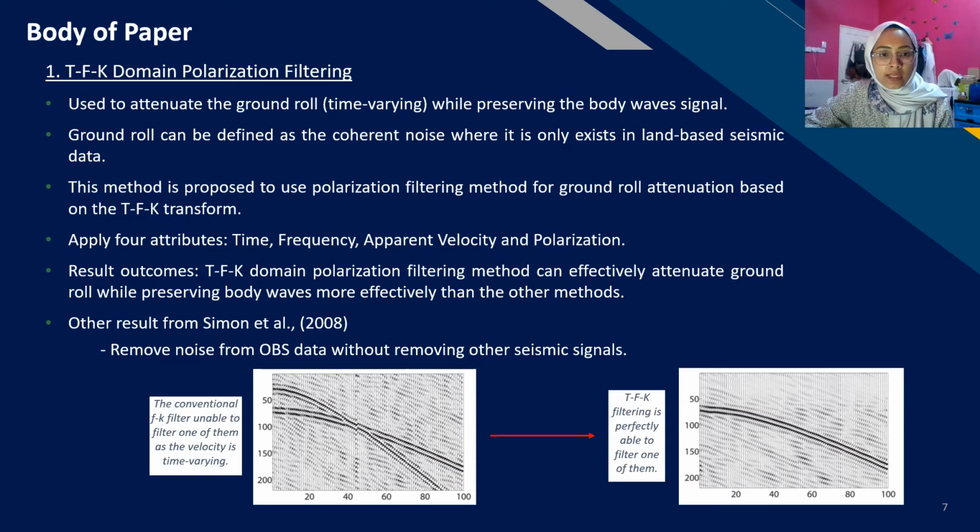The result indicates that this method can effectively attenuate the ground roll while preserving body waves more effectively compared to other methods. Other than that, TFK filtering was also used by Simon et al. in 2008. By using this method, they can remove the unwanted noise from the OBS data without removing other seismic signal. As you can see here, this is a result of using the conventional FK filtering, where they are unable to remove the unwanted energy. When we use the TFK filtering, it can remove the unwanted noise.